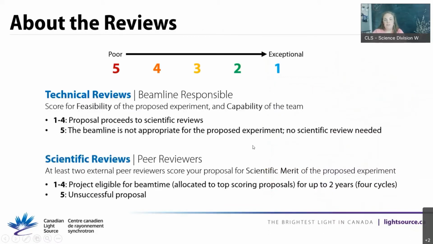The reviews are done on a 5-point scale, from 1 being exceptional down to 5 being poor. If there's a score of 5, that's essentially a recommendation to the CLS not to award that proposal any beam time. The technical reviews that are done by CLS staff are just a review of whether this experiment can be done on this beamline.